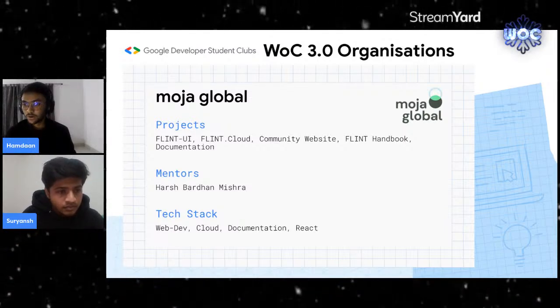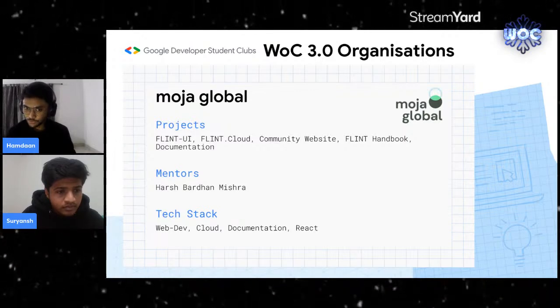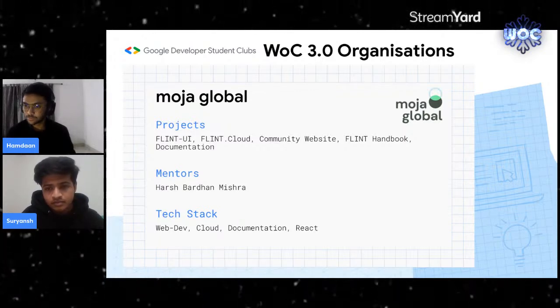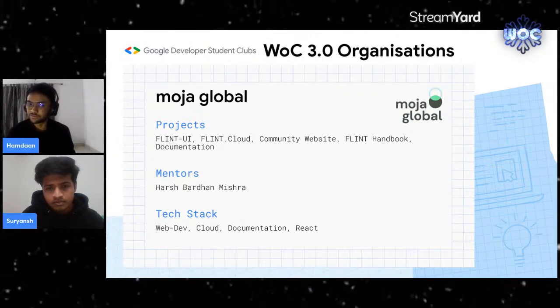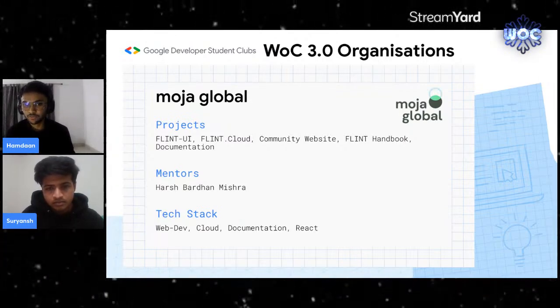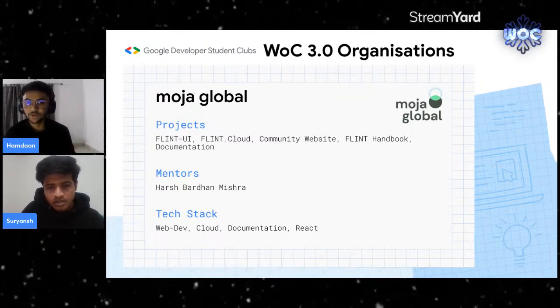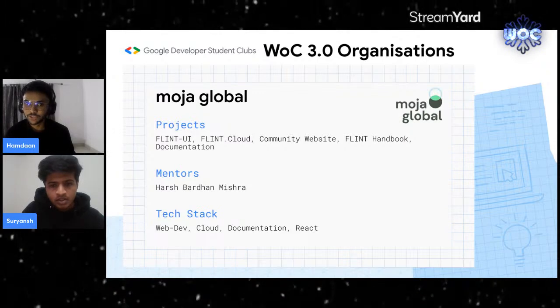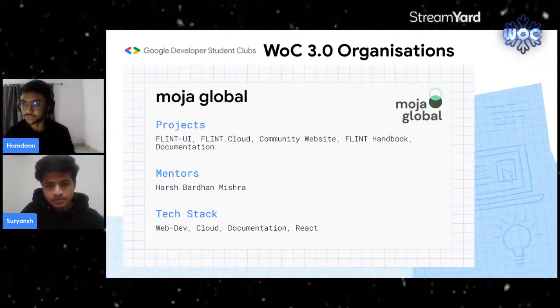Okay, so on our website, you can go through a complete list of what Moja Global has to offer in terms of projects. You are supposed to work on these projects, and you are supposed to apply for mentorship under these projects. When you write a proposal, you are supposed to mention these mentors and these projects, and make sure your tech stack is absolutely in line with the requirements.